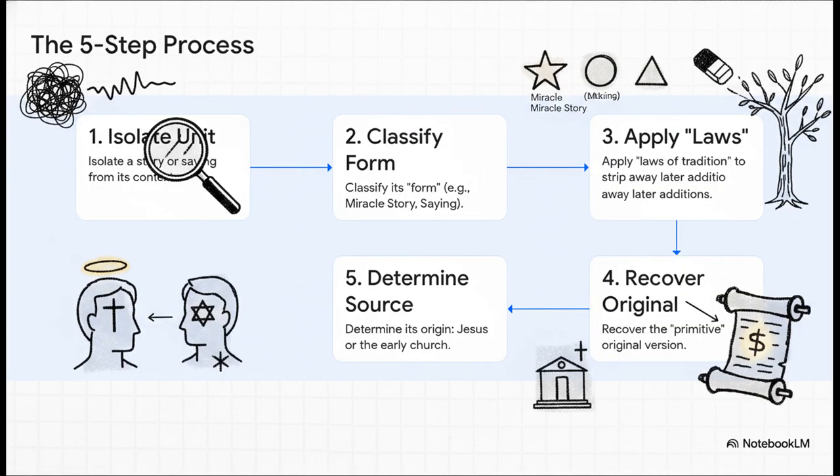A form critic would take a single story and just lift it out of its context, assuming that context was just a later addition by an editor. Then they'd classify its form. Step 3 was to apply those laws of tradition, like the idea that stories always get more detailed over time, to strip away what they thought were later embellishments. The whole goal was to recover a primitive original.